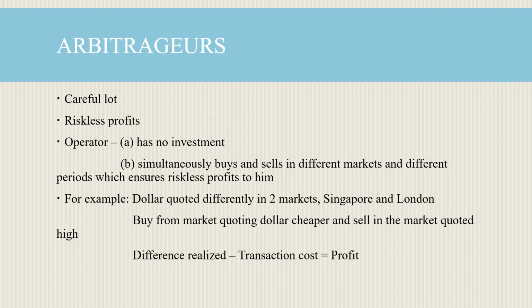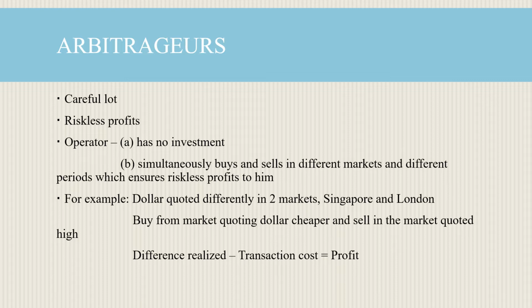For example, suppose the arbitrageur finds out that the dollar is quoted differently in two markets. Let's take Singapore and London. So what this arbitrageur will do is purchase the dollar from the market where it is quoted low, and sell it in the market where it is quoted high. The difference realized minus the transaction cost will give him riskless profit. That is how he gains.